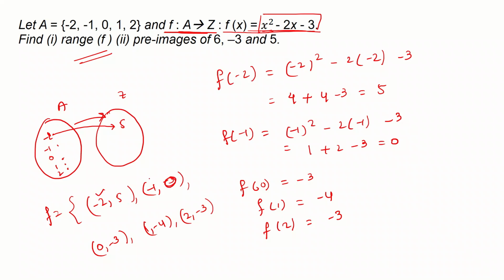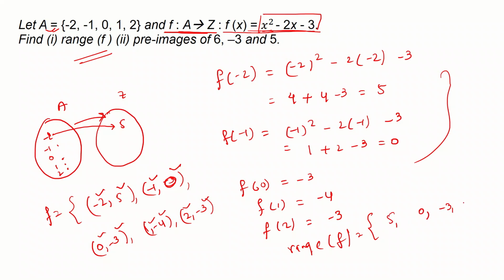Alright. So these points -2, -1, 0, 1 and 2 form the domain. That means the domain is nothing but the set A. This is our domain, and range is nothing but these points 5, 0, -3, -4 and -3. So the range of f is actually the set of all these values that are attained by the function. So this is 5, then 0, then -3 and -4. Remember, repetition is not allowed inside a set, so we don't write -3 twice.